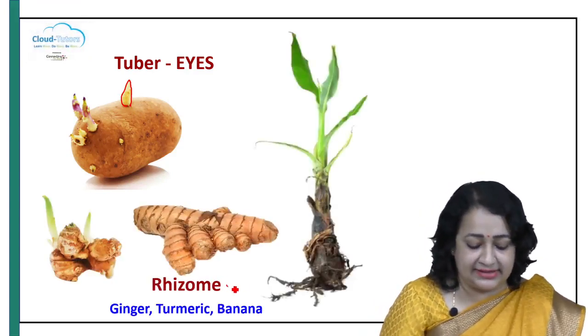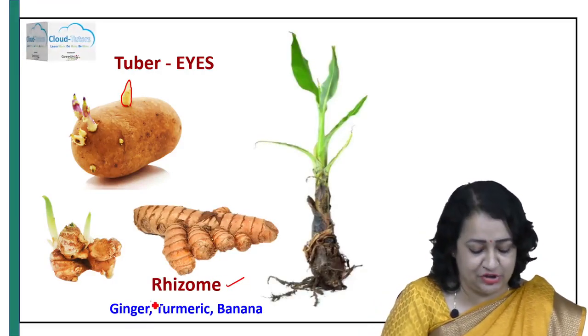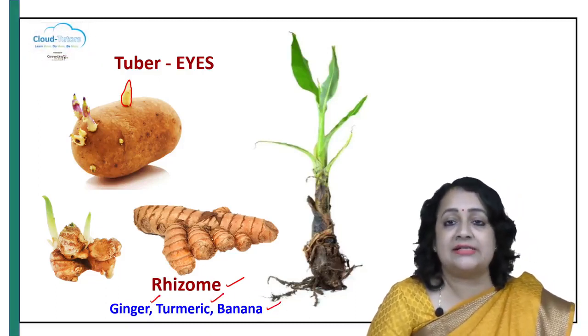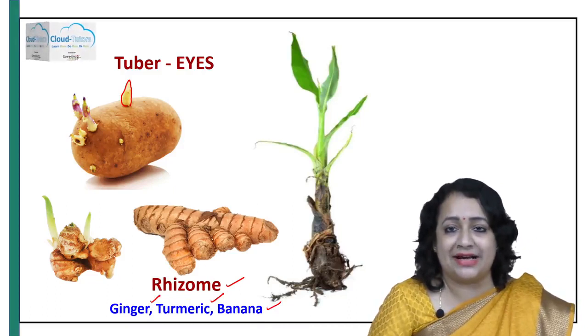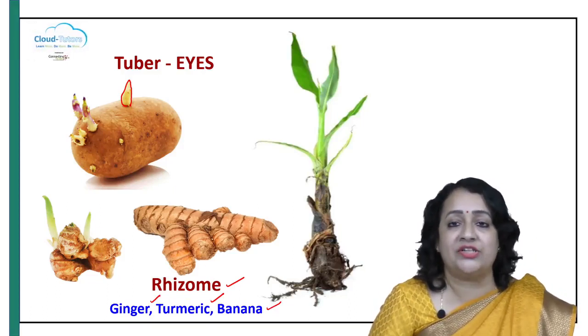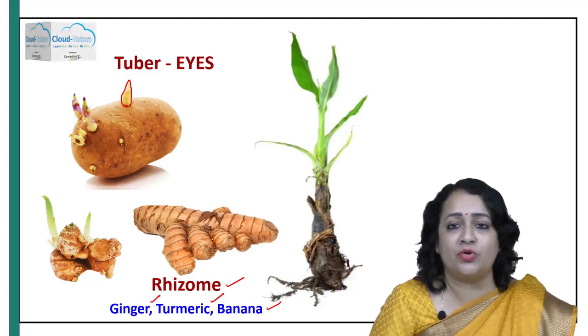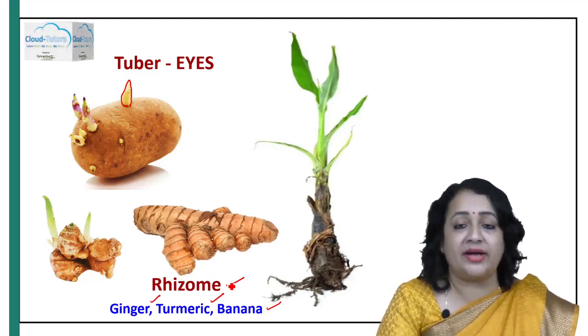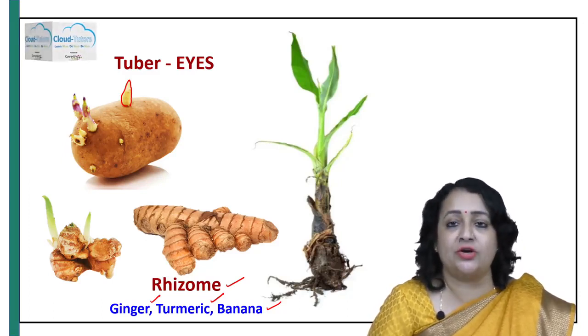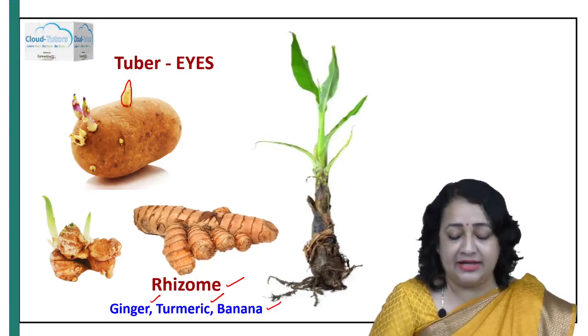So, and this is called as rhizome. So in case of ginger, turmeric and banana, there is stem modification called as rhizome. Using rhizome we can do vegetative propagation. We can get many more plants by using rhizome and tubers. Tuber in case of potato and rhizome in case of ginger, turmeric and banana.